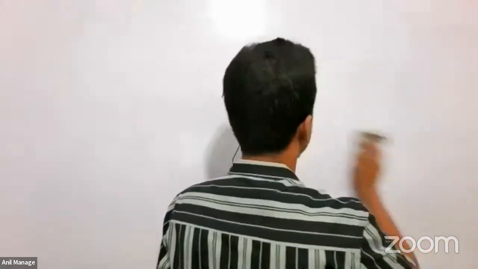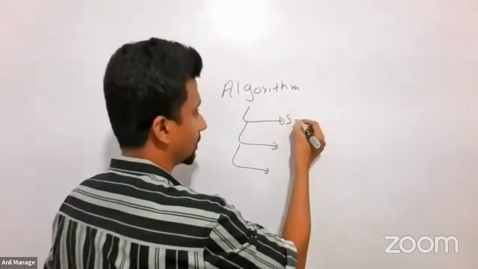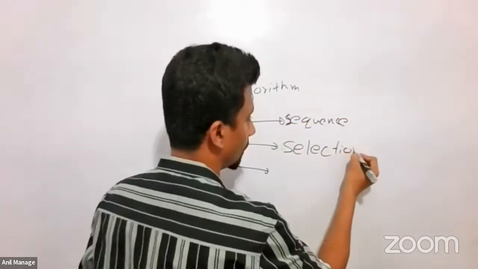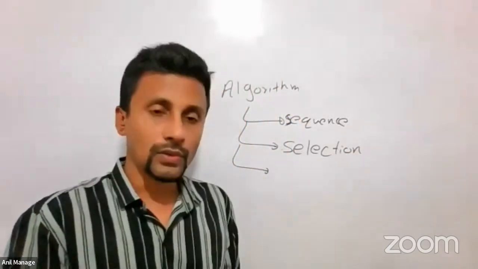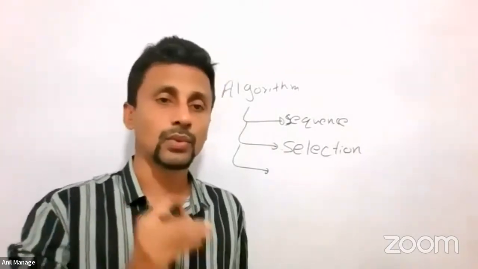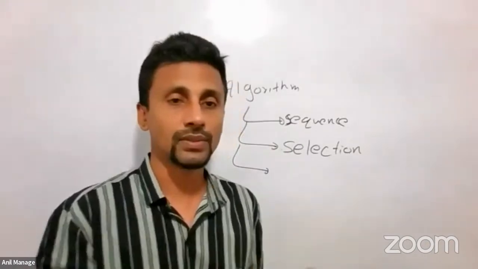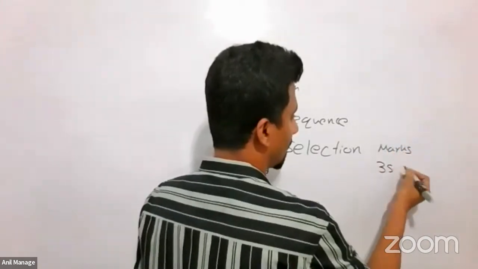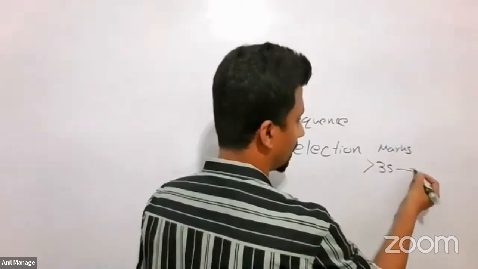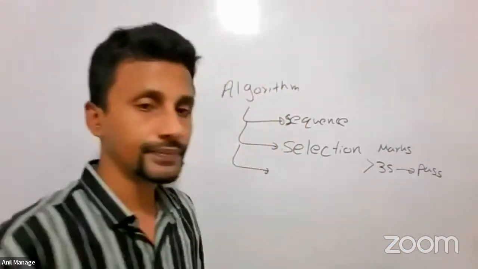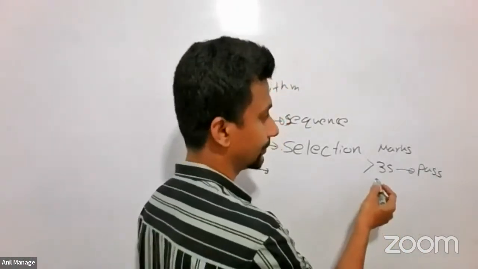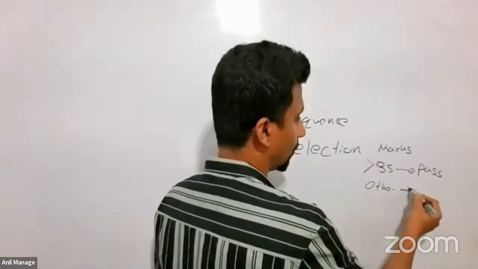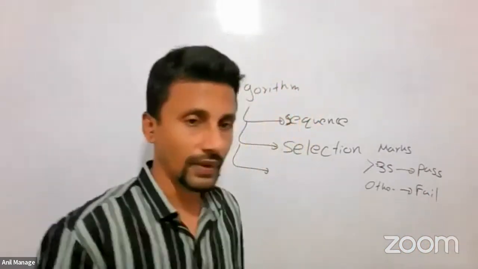Then you have another thing. I will keep the sequence here. The second one is selection. Selection means you have to check a condition. If the condition is true, you do something. If the condition is false, you do something else. Now, if you take marks: if your marks are greater than or equal to 35, you pass the exam. Otherwise, you are going to fail the exam, right?